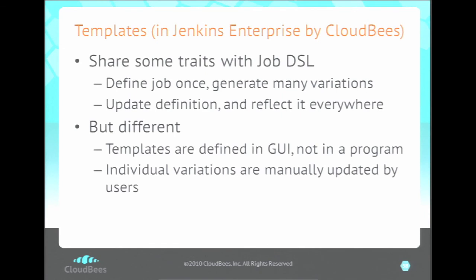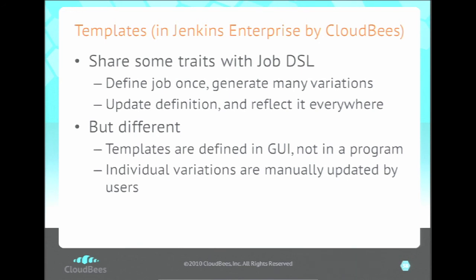Yet another approach to this problem is the templates plugin that we developed, and this is what we put in Jenkins Enterprise, like CloudBees. It shares the same trait with Job DSL, the idea being that you want to define a job once and then use slight variations of this in a number of places, in a cookie-cutter form. You also want to be able to update the definition once and have the change reflected everywhere. Where it differs from the Job DSL plugin is that it allows you to define templates in the GUI, not in Groovy. I think that's both a blessing and a curse in some way.